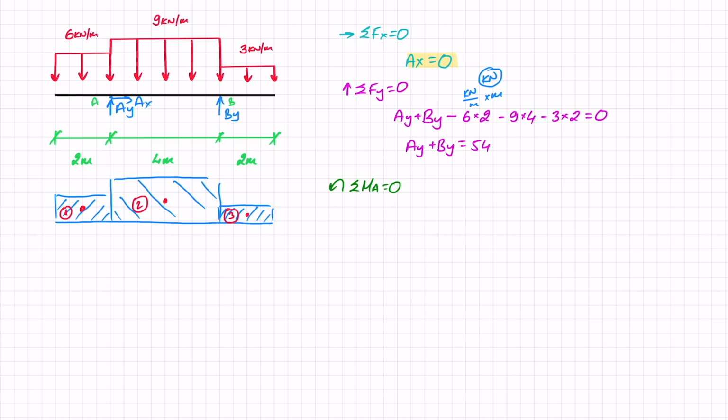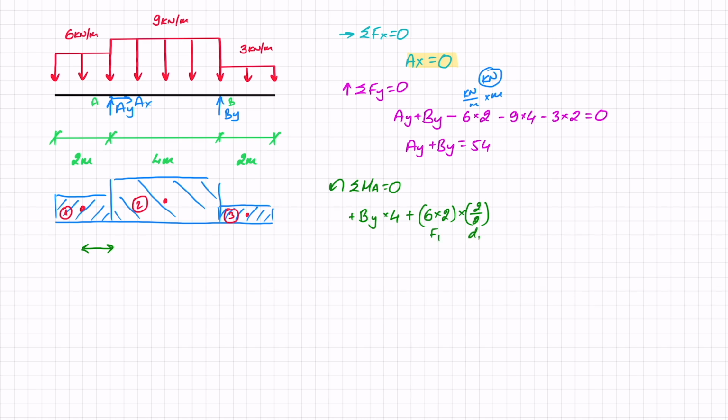So if I start with moments around A, I've got BY contributing a positive moment, so plus BY times the distance from B to A, which is 4 meters. Then I've got the first rectangle, number 1, which we called. Now that also contributes a positive moment around A. It's going to turn counterclockwise around A, so I've got another plus, and this time 6 times 2, that's the equivalent force, and the distance is going to be this distance here, right? So that is going to be 2 divided by 2. That's F1, and that's D1.